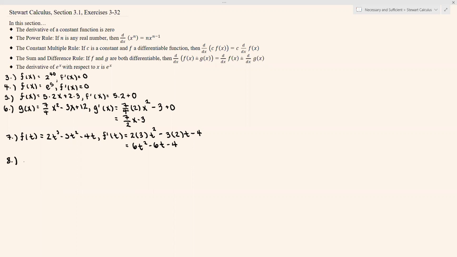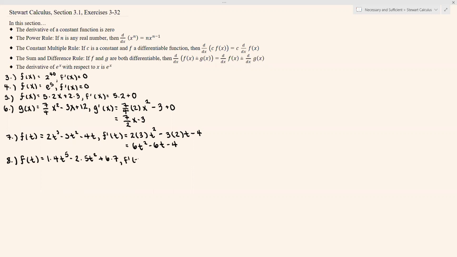Problem 8 is asking us to find the derivative of f of t equal to 1.4 t to the power of 5 minus 2.5 t squared plus 6.7.